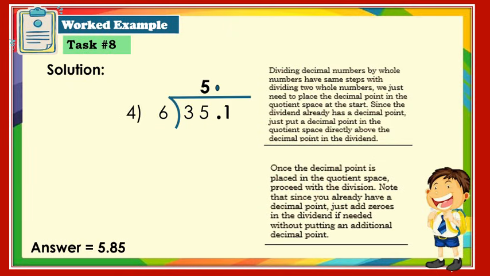Then repeat the process. Divide 51 by 6. We have 8. Then multiply 8 times 6 is 48. And then subtract. 51 minus 48 is 3. And then add 0 to the dividend and bring it down to make it the new dividend 30. 30 divided by 6, we have 5. And then 5 times 6, we have 30. And then subtract 30 minus 30. Okay, so the remainder is 0. Meaning your answer is 5 and 85 hundredths.